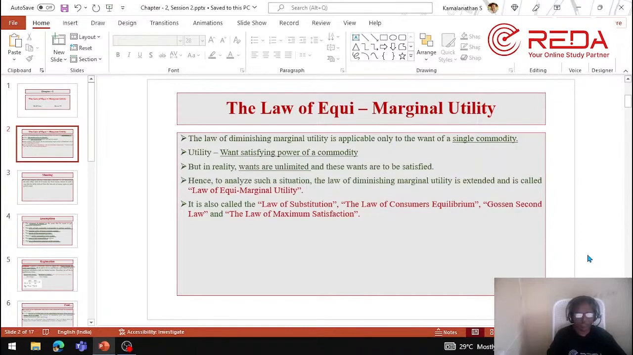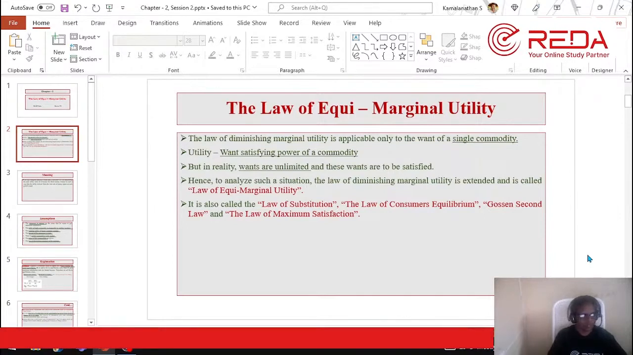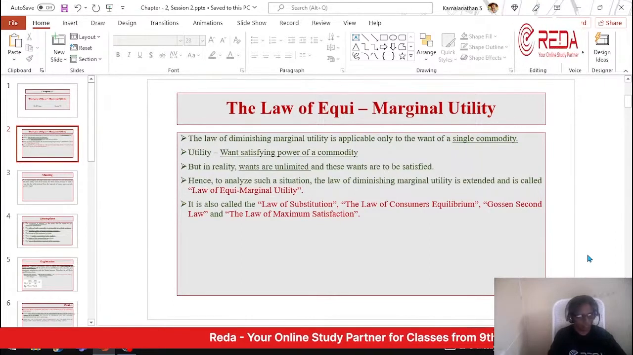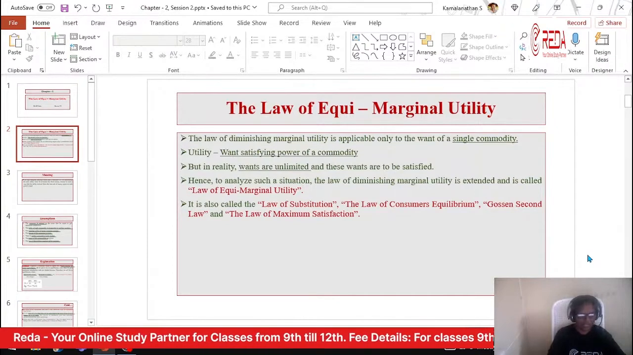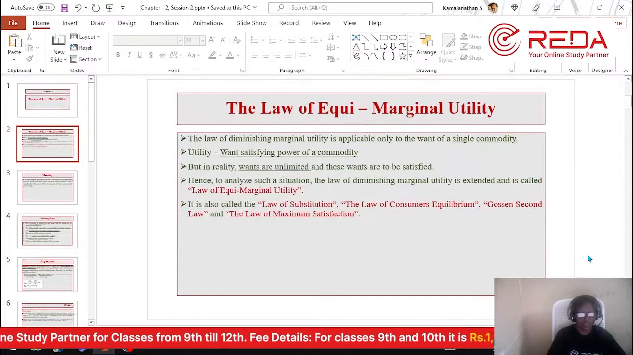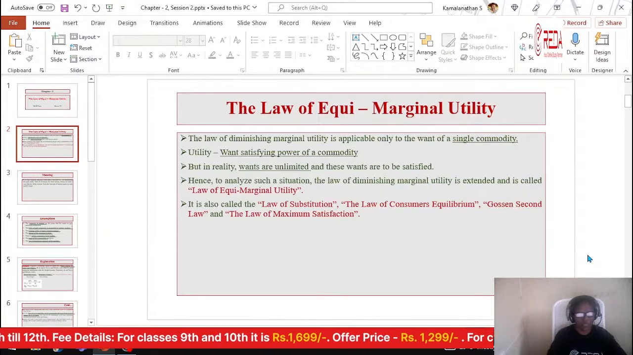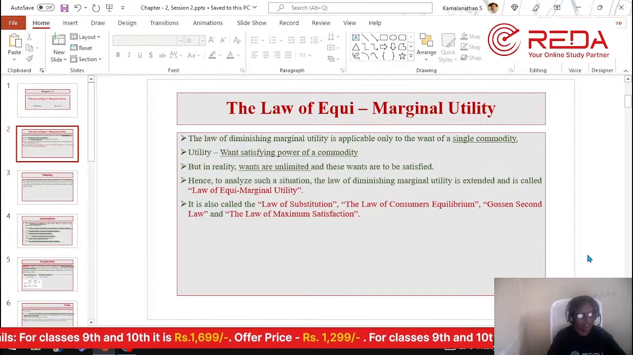As we know, utility is nothing but the want-satisfying power of a commodity. Whenever you are tempted to buy a commodity, the utility level comes in. It is a satisfying power actually. You don't get it until you consume the commodity, but after consuming it, obviously you will get the satisfaction. If you don't get satisfaction, then you will not be tempted to buy the commodity again. Once you get the satisfaction, the utility of a commodity arises.